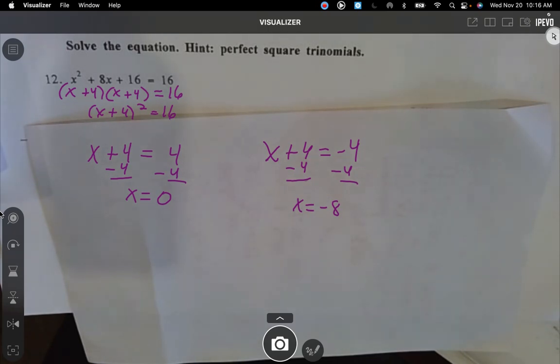Is that on the test tomorrow? Mhm. So, everybody okay with this one? Yes. Can I erase? Alright, the next one.